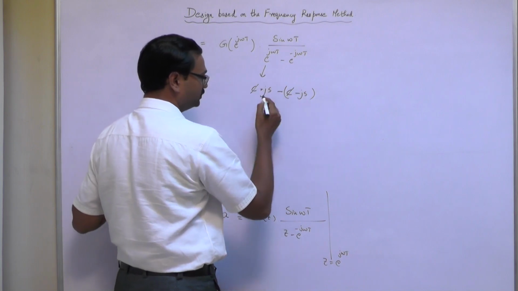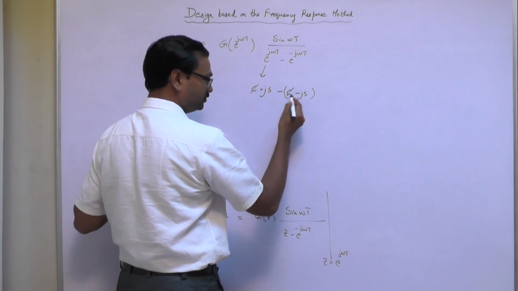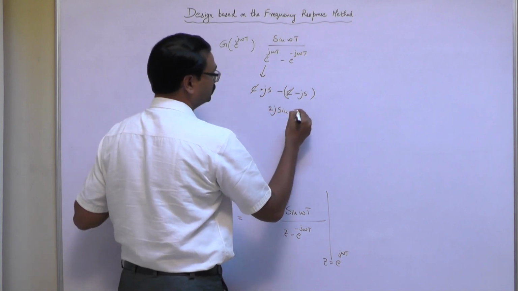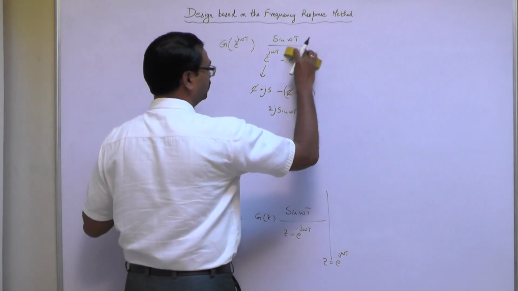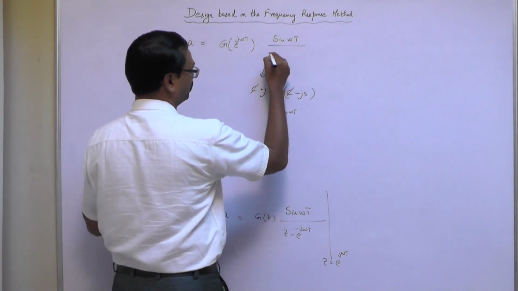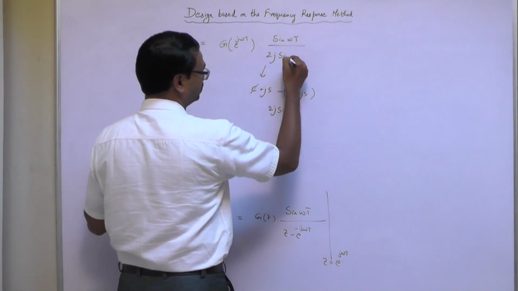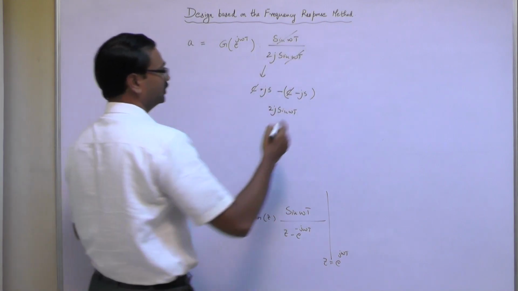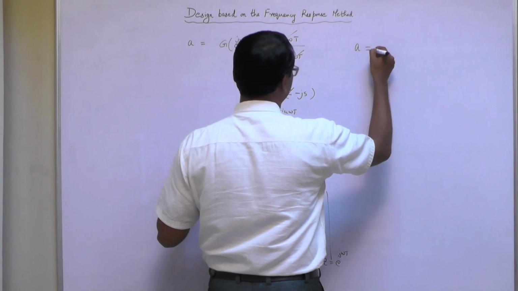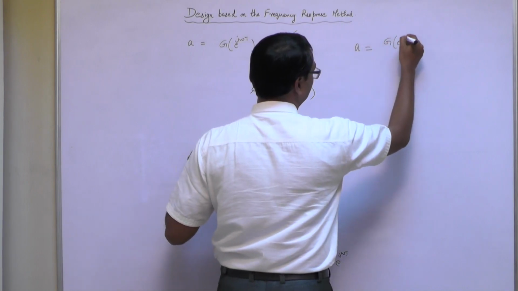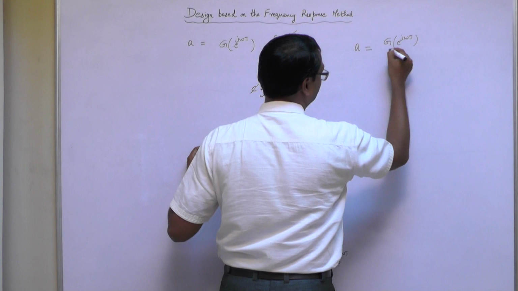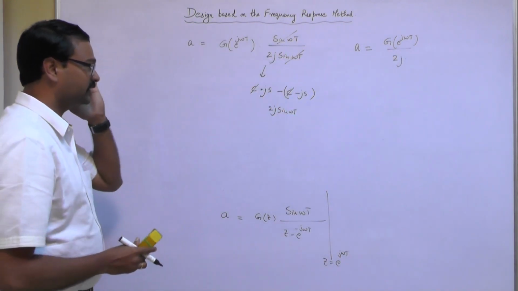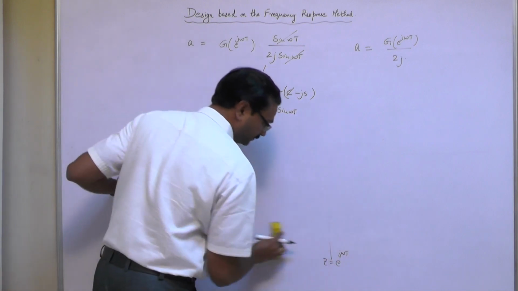So these two get cancelled, plus jS minus of minus plus jS gives 2j sin ωT. So the denominator becomes 2j sin ωT. Therefore these two get cancelled again. Therefore what is the value of A for us here? A is G(e^{jωT}) by 2j. So this is what we have as the value of A.